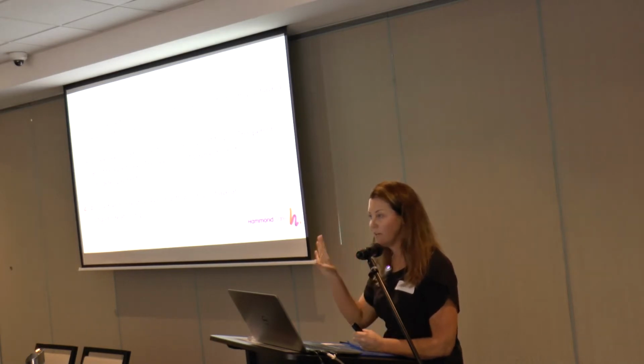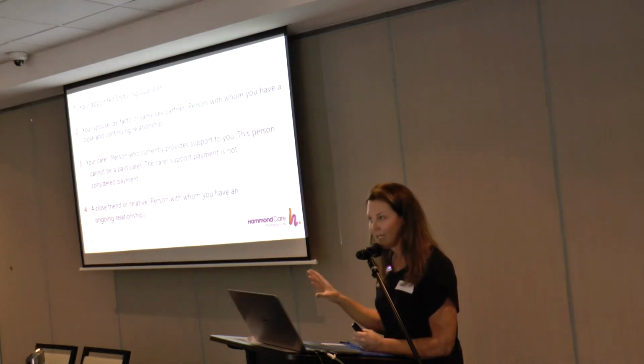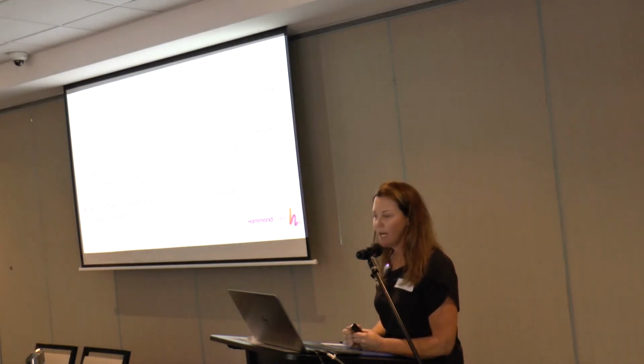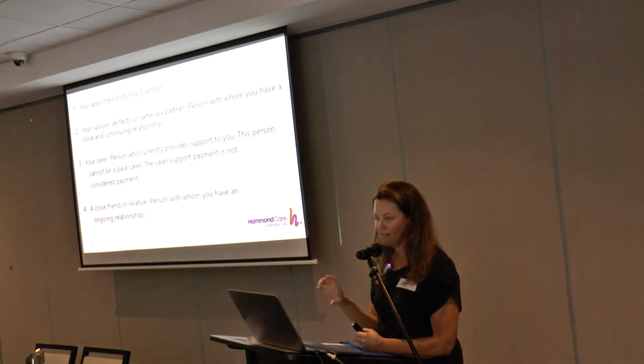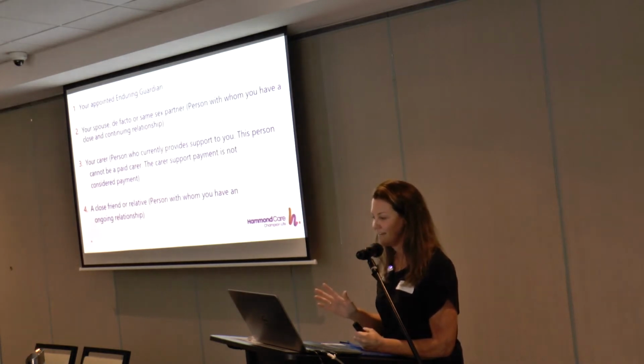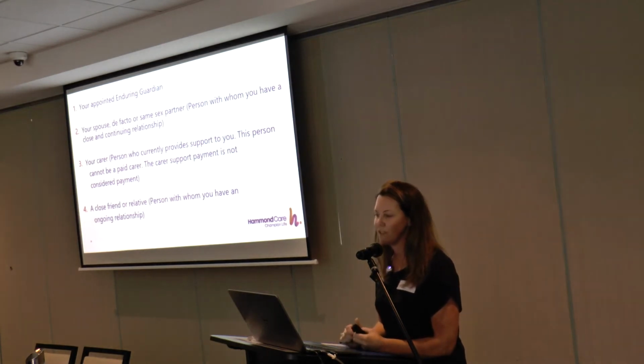That can be a friend, a family member, your spouse, whoever you have legally appointed through a solicitor to be your substitute decision maker, your enduring guardian. Okay, and then after that comes your spouse, de facto or same-sex partner, and as I mentioned before, a lot of the time that can be a bit of a grey area. Okay, not always, but a lot of the time it can be. But it's a person with whom you have a close and continuing relationship.